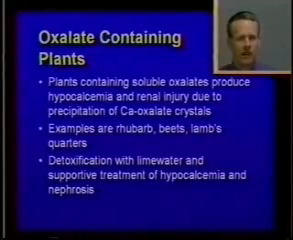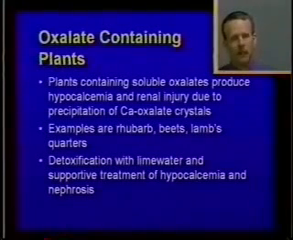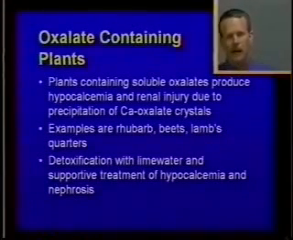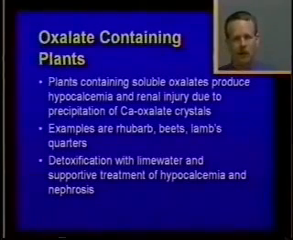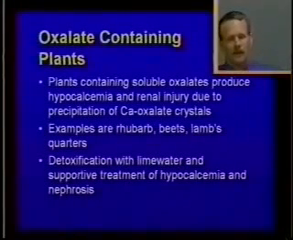Treatment of ingestion of a soluble oxalate-containing plant consists first of detoxifying that soluble oxalate by administering a preparation of lime water. Lime, or calcium hydroxide in water, causes precipitation of that oxalate in the GI tract where it's no longer available for absorption. And then secondarily treating both the hypocalcemia and any nephrosis that develops as a result of ingestion of these plants.